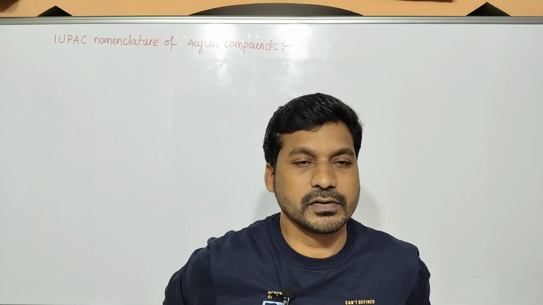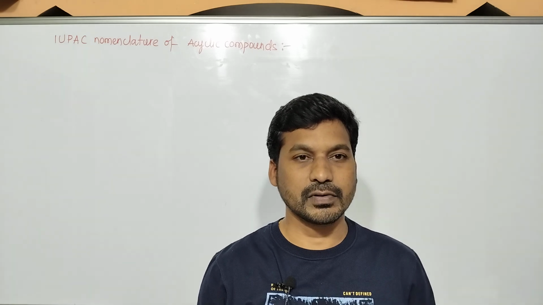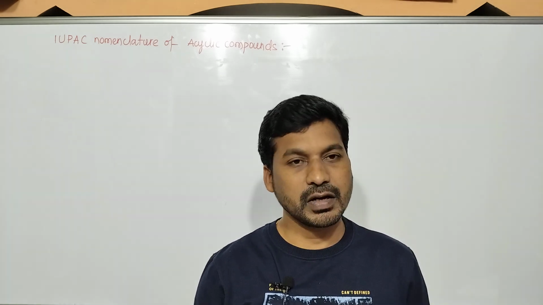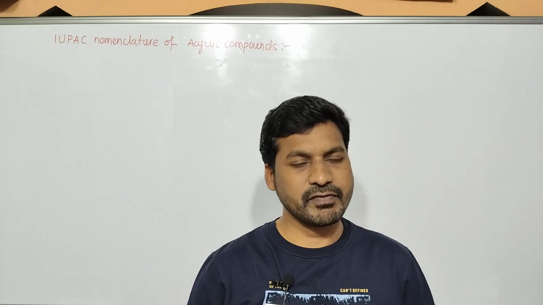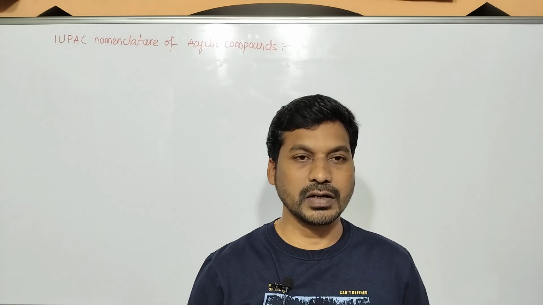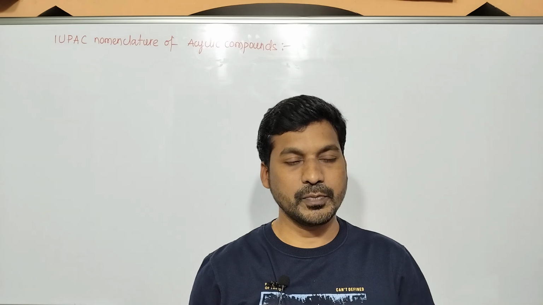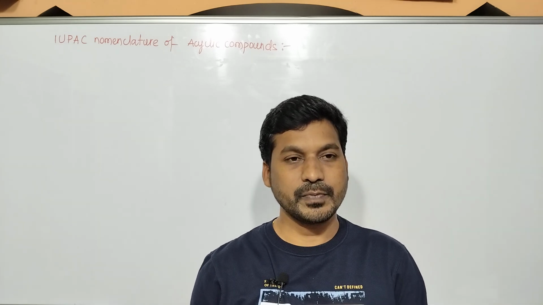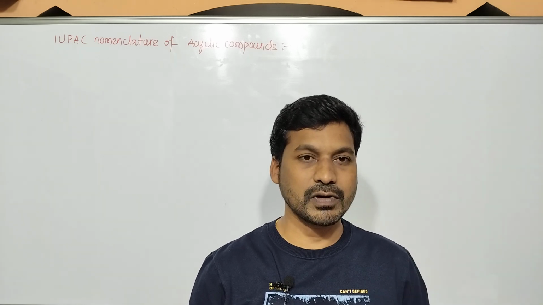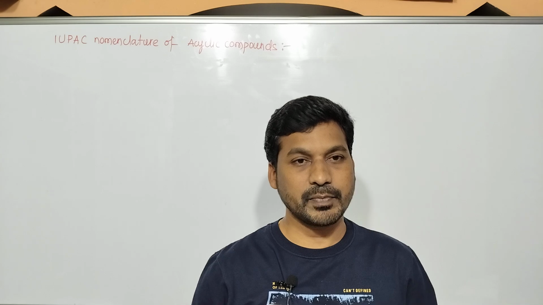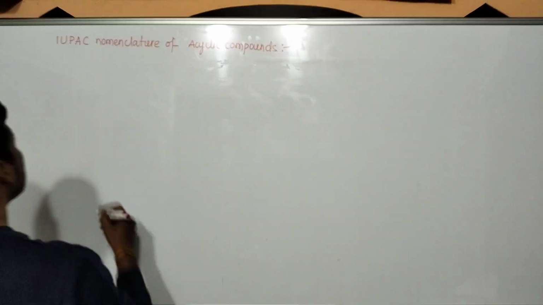Hello everyone, in this video I am going to explain IUPAC nomenclature rules for acyclic compounds. While naming an organic compound by its IUPAC name, there are 4 subparts. I am dividing the IUPAC nomenclature of organic compounds into 4 parts: IUPAC of acyclic compounds, IUPAC of cyclic compounds, IUPAC of aromatic compounds and substituted benzene, and IUPAC of bicyclo compounds. In that, the first one is IUPAC of acyclic compounds.